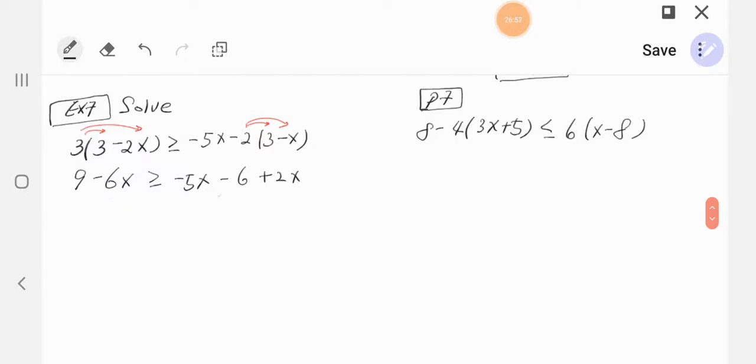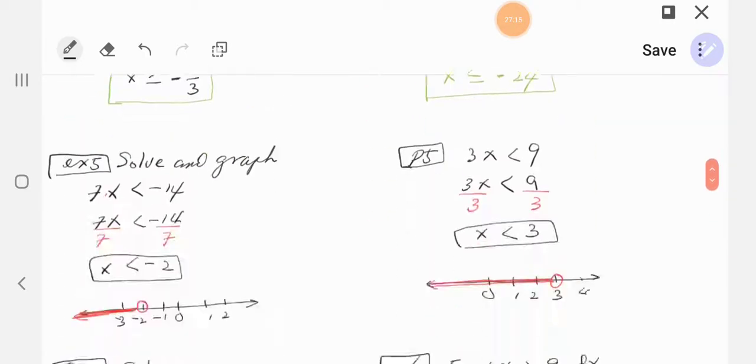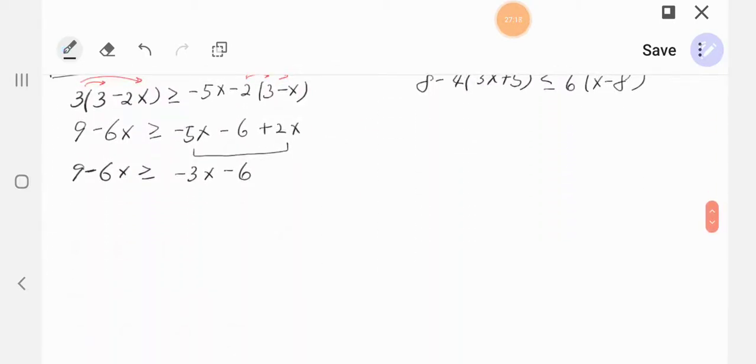And then the right-hand side has two variable terms, so why don't we combine the like terms? Okay, simplify each side. So negative 5 plus 2 is negative 3x minus 6. So since we simplified each side and x terms are separated, move 3x to the left. So plus 3x, plus 3x. Okay, so 9 minus 3x is greater than or equal to negative 6.